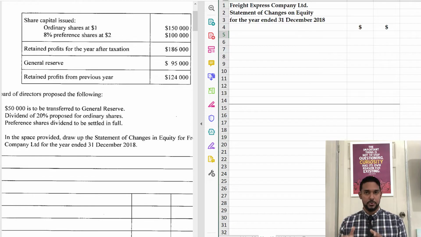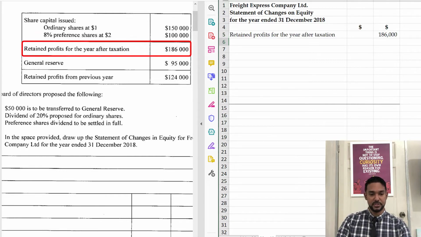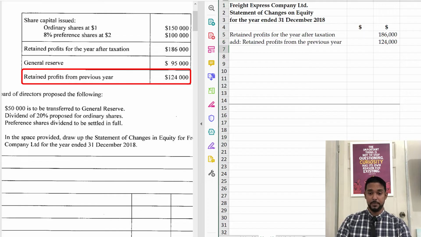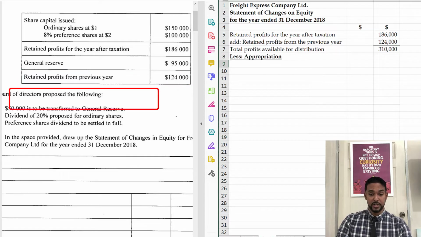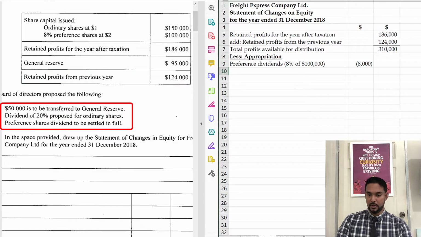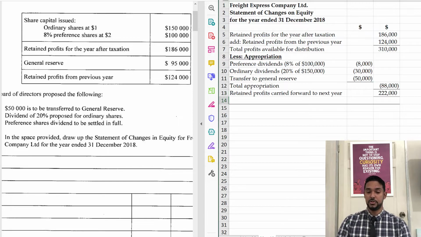So let's say you approach this from the perspective of doing what you know how to do, which is an appropriation account. So you might start with your retained profits for the year after taxation, adding your retained profits from the previous year to get the total profits available for distribution. Then you would minus your appropriations, which would be the preference dividend, the ordinary dividend, and the transfer to the general reserve, giving us 88,000 in total, leaving us with 222,000 retained profits carried forward to the next year. So that would fit almost exactly inside the space allotted. You can count the lines.